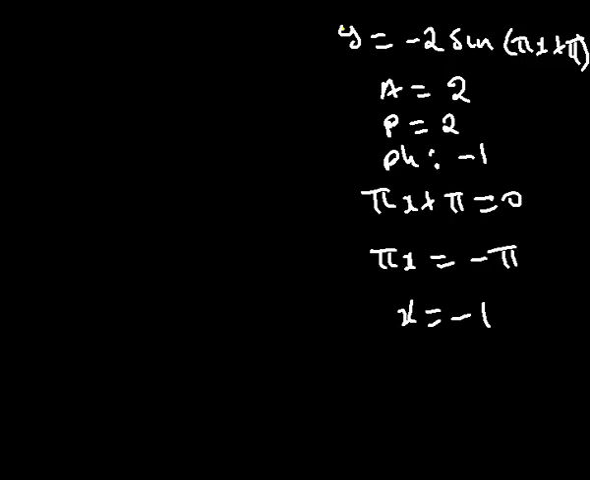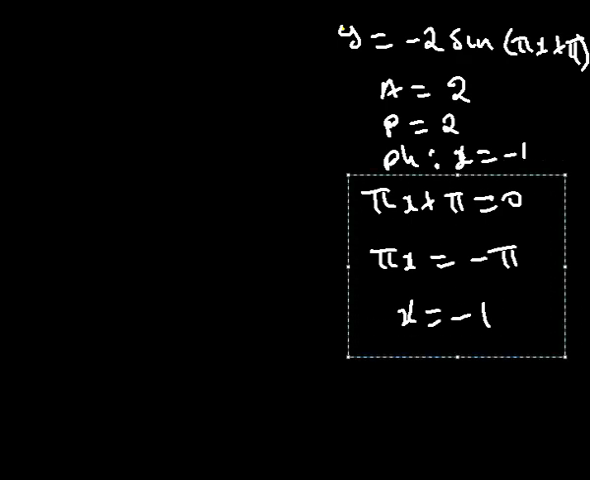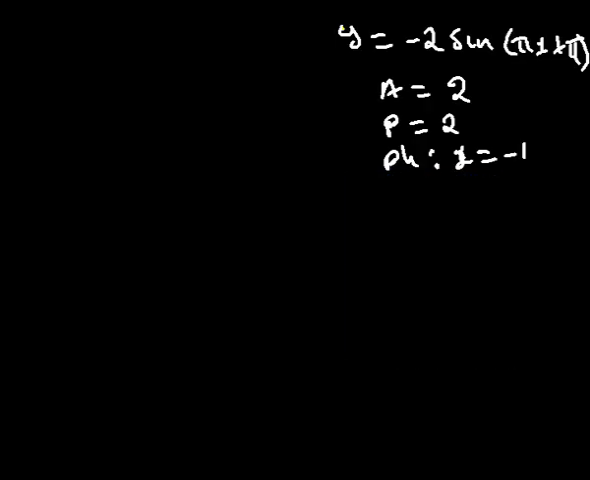So by the way, the phase shift corresponds to the x value. In some books you see the phase shift given as x is equal to negative 1. It means the same. That is the phase shift. Then where will the graph be ending? The ending point corresponds to the summation of the phase shift and the period. So what is 2 plus negative 1? That is a positive 1. So the graph will end at x equal to 1.